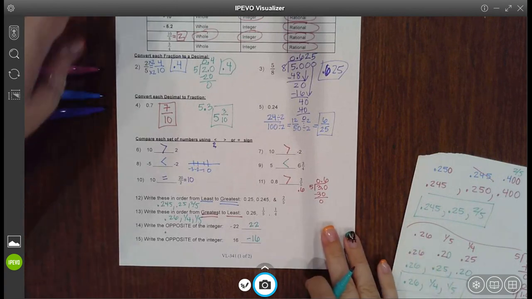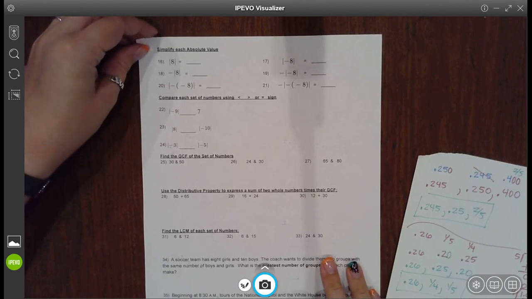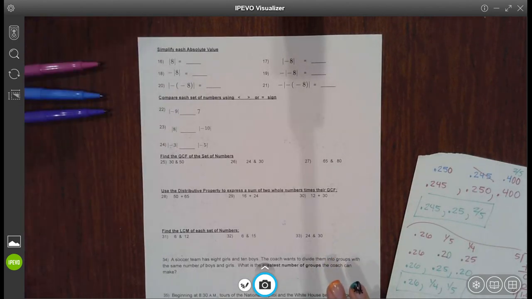That's it for the front side. Only one more side to go. Let's go ahead and flip it over. Okay, and we're going to review absolute value.